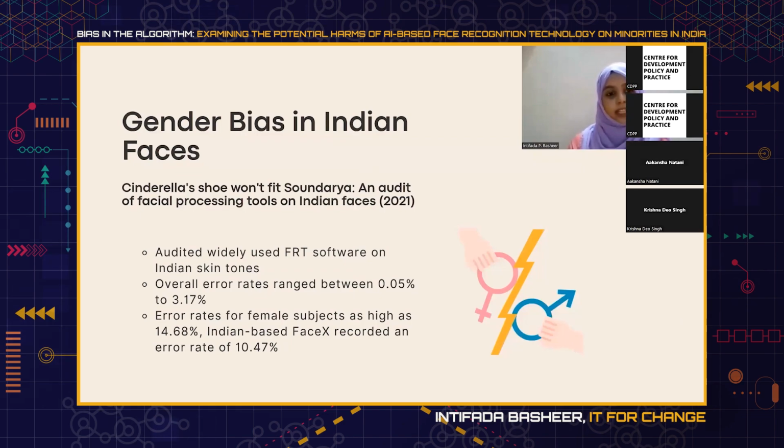Now, what it found out was that the overall error rates were quite low. That is, the error rates when these tools were tested on both male and female subjects. However, the error rates were quite high when these tools were exclusively tested on female subjects, and they even went up as high as 14.68%. And what's interesting is that the Indian-based FaceX tool also recorded a very high error rate of 10.47%, which was much worse than its US counterparts, the tools developed by Amazon and Microsoft.